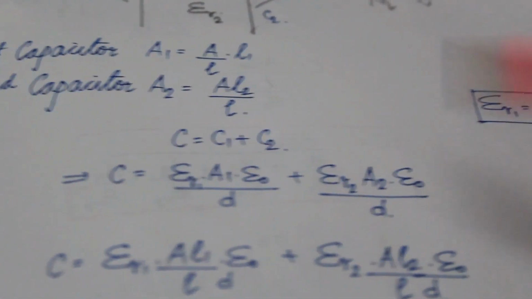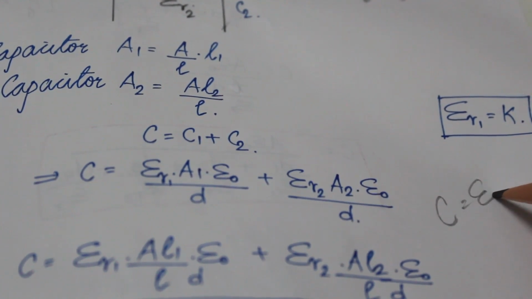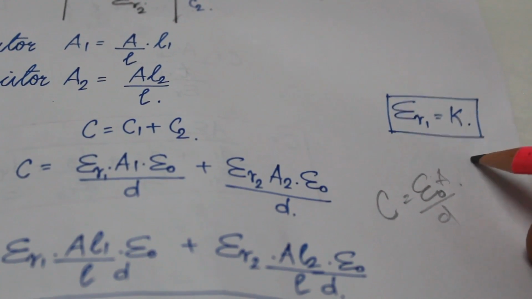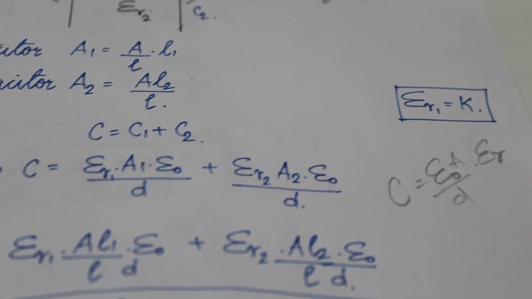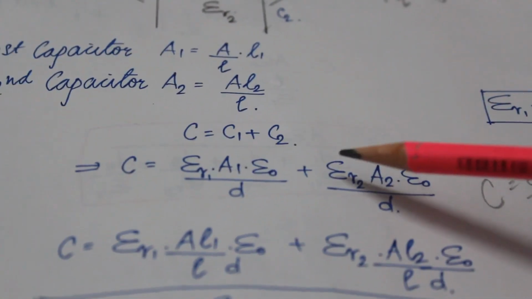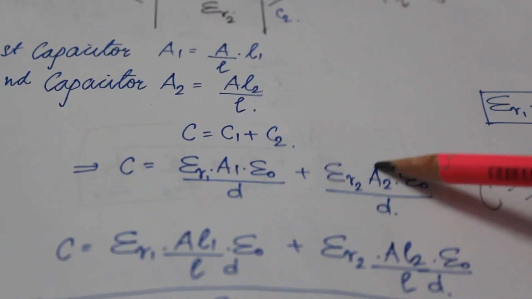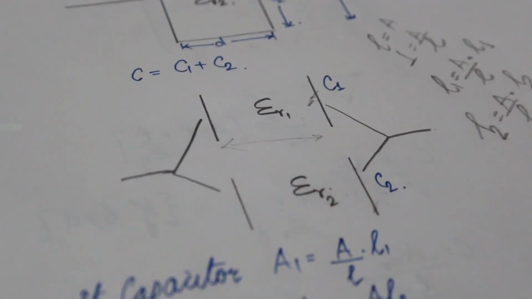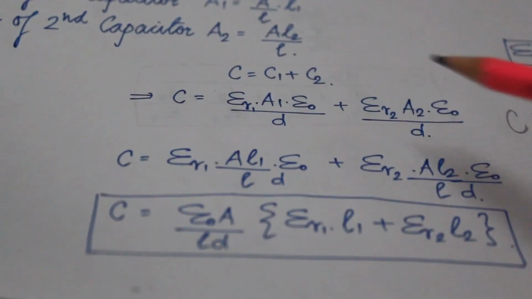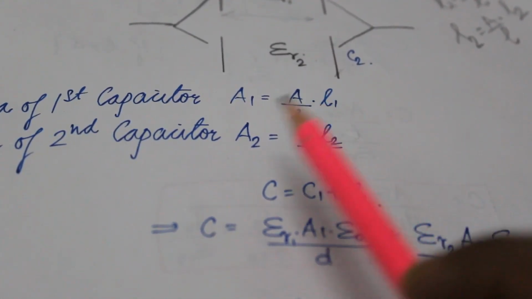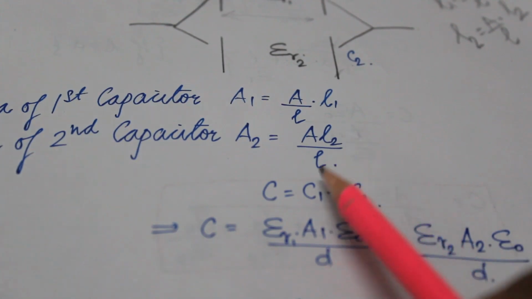As we know that C is given by epsilon naught A upon d into epsilon R if there is a dielectric constant. So epsilon R1 A1 epsilon naught upon d. Similarly, plus epsilon R2 A2 epsilon naught upon d. The separation between the two parallel plates remains the same. From this, if I put the value of A1, it will be equal to A L1 upon L. For A2, it will be A L2 upon L.